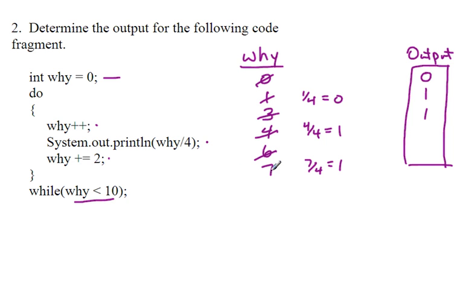And I add 2. So I'm at 9. 9 is less than 10, so I go back in, and I increment to 10. I'm going to print 10 divided by 4. 4 goes into 10 2 times. So I print 2, I add 2, and now 12 is greater than 10. I break out of my loop, and I am done. So these are all the values of y, but what got printed was this output: 0, 1, 1, 2.